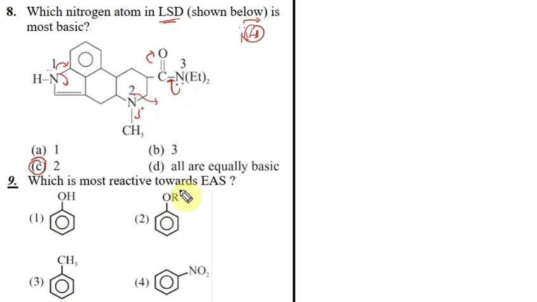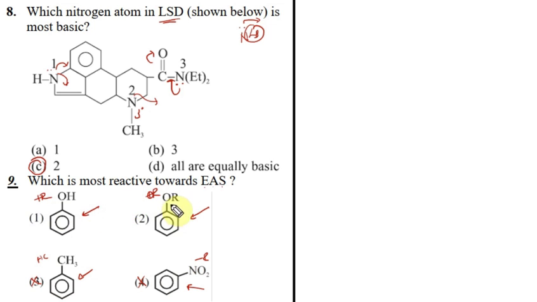Which is the most reactive towards electrophilic aromatic substitution? The electrophile is going to come into the ring. Okay, it's going to see where a lot of electrons are there. So OH is plus R group, OR is plus R group, CH3 is hyperconjugation group, NO2 is minus R. So obviously this is not going to be the case. Resonance is better than hyperconjugation. This is not going to be the case.